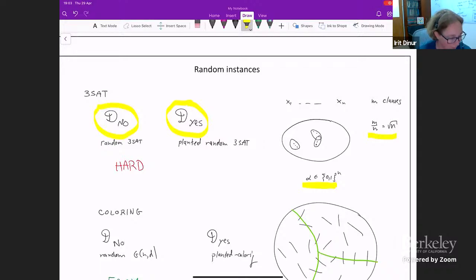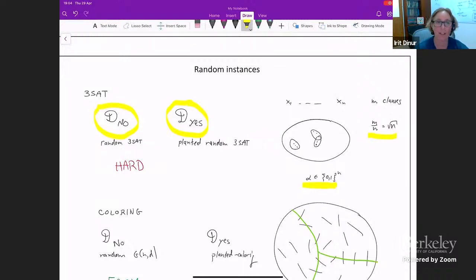Now let's talk about what we know in terms of hardness and easiness. For a constant density, for density above, I don't know, 4.3, a random 3-SAT is going to be unsatisfiable, and this holds for all densities all the way up to square root n. So even if there are n to the 1.1 clauses or even n to the 1.49 clauses, we still don't know any way to distinguish between the planted and the non-planted distributions. So this is a hard problem.